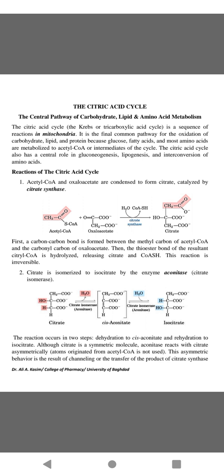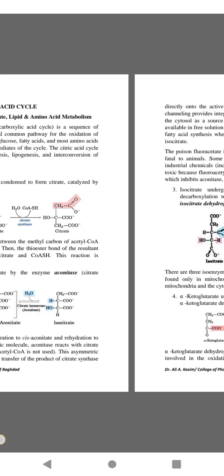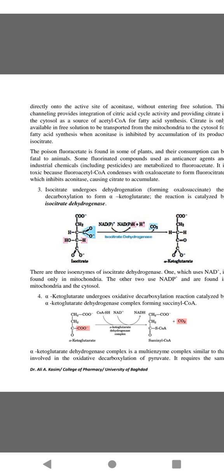The next step, the citrate is isomerized to isocitrate by the enzyme aconitase, also called citrate isomerase. So both are isomers; just a positional change occurs inside of that. Then the third step, isocitrate undergoes dehydrogenation and decarboxylation to form alpha ketoglutarate. The reaction is catalyzed by isocitrate dehydrogenase. So a dehydrogenase enzyme is involved.